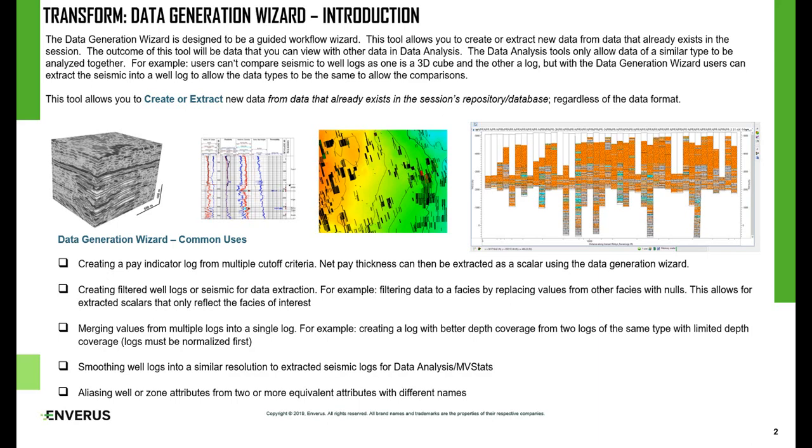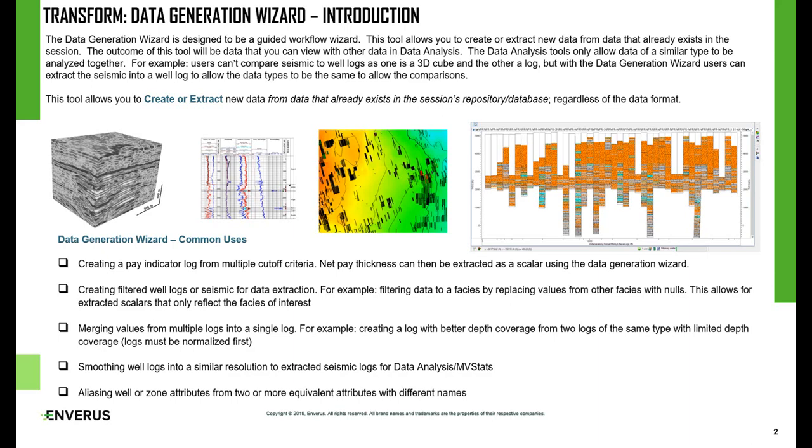The data analysis tools only allow data of a similar type to be analyzed together. For example, users can't compare seismic to well logs as one is a 3D cube and the other a log. But with the Data Generation Wizard, users can extract the seismic into a well log format to allow the data types to be the same to allow comparisons. This tool allows you to create or extract new data from data that already exists in the session's repository or database, regardless of the data format.